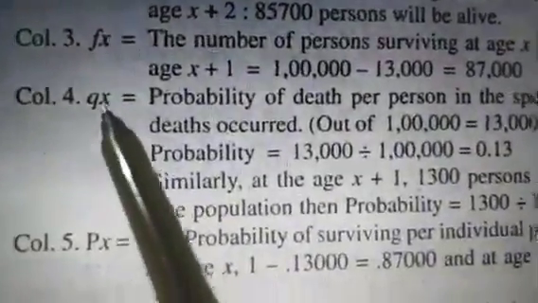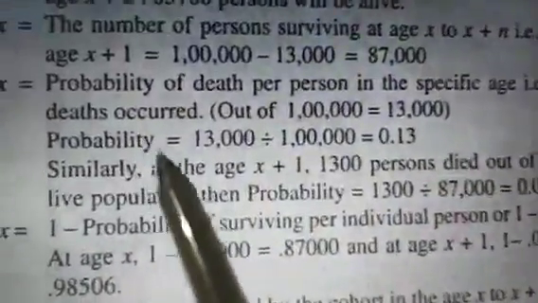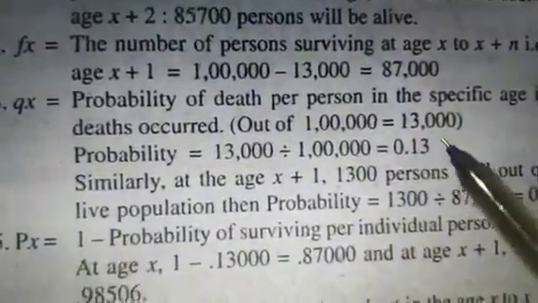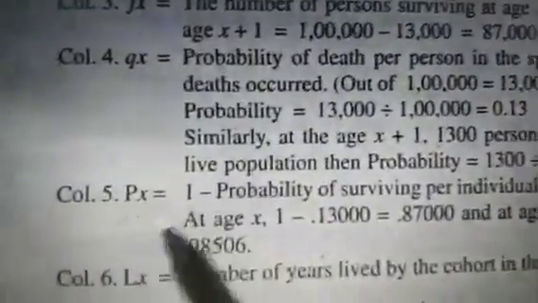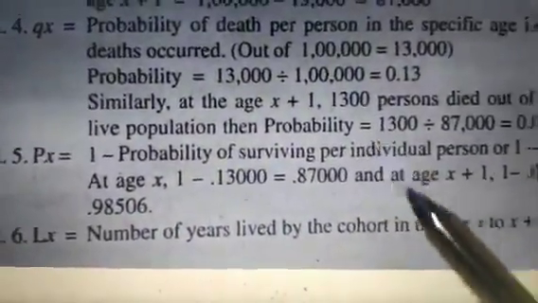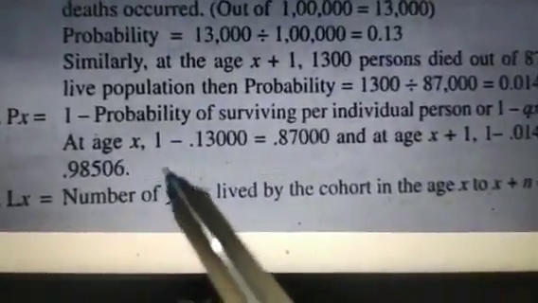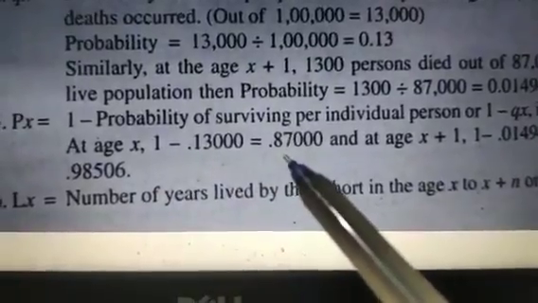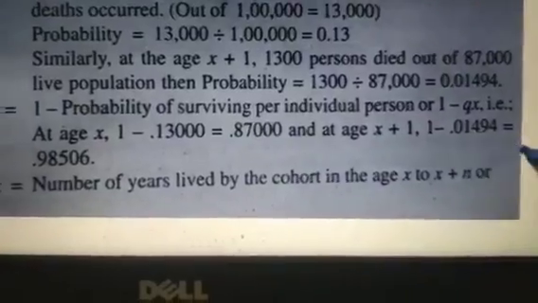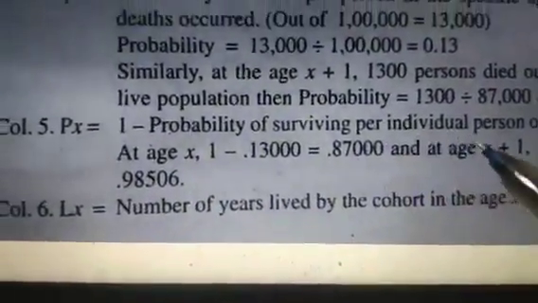Column 4 is qx, the probability of death per person at the specific age. That is, the total probability is equal to 13,000 divided by 1 lakh, which is equal to 0.13. So this is the probability of death rate per person. And fifth is px, that is 1 minus the probability of dying per individual person, 1 minus qx. That is, at age x, 1 minus 0.13 is equal to 0.87, and at age x plus 1, 1 minus 0.0149 is equal to 0.98506. This is the probability of surviving per individual.